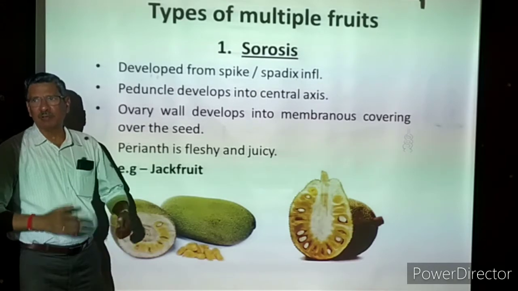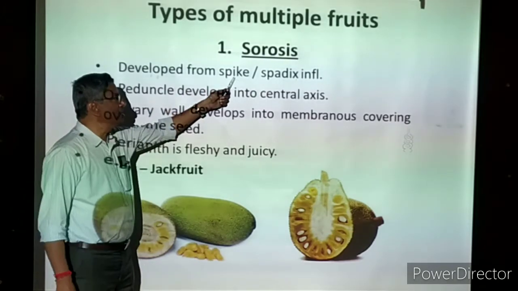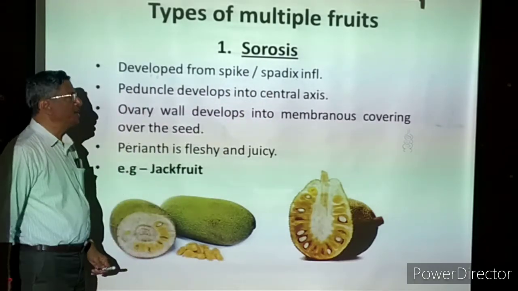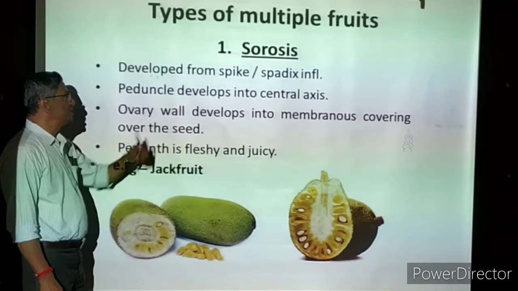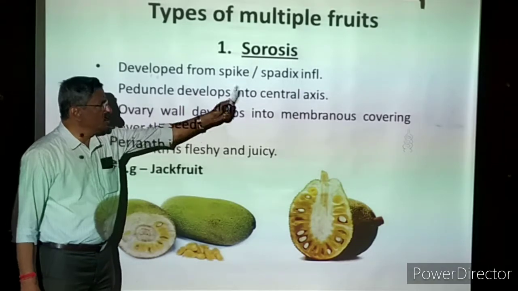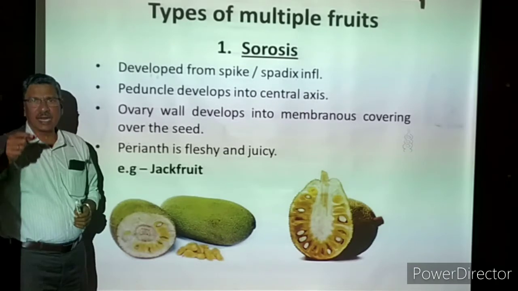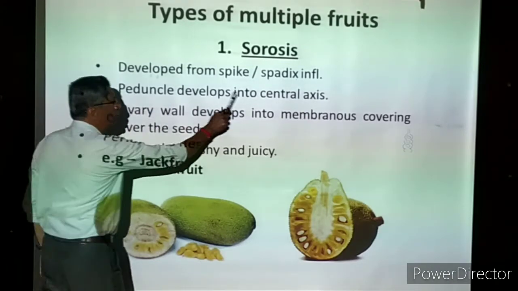Already we have studied about the different types of inflorescence. Spike inflorescence or spadix inflorescence. Both the inflorescence we have studied. If you go through the introduction topic in the inflorescence, you can understand. Then the peduncle develops into central axis. Here the peduncle means the central axis of the whole inflorescence that develops into the central axis.